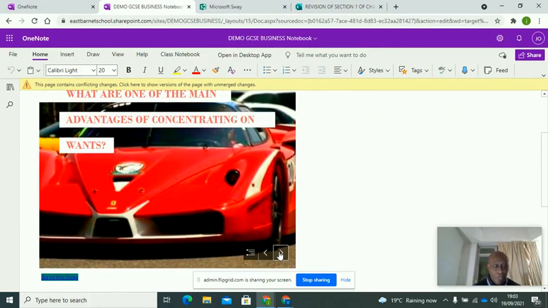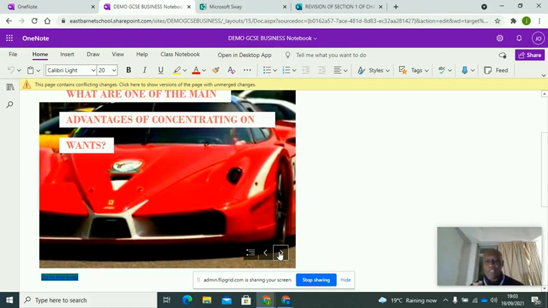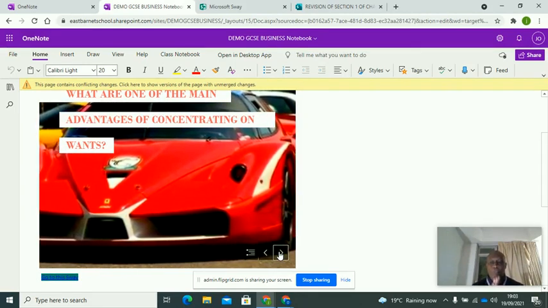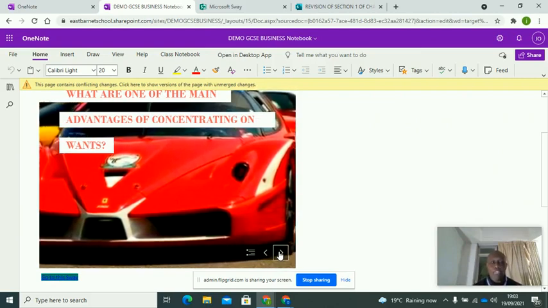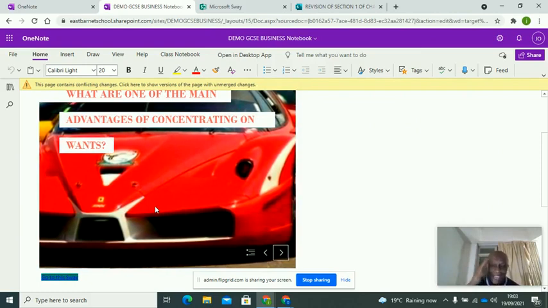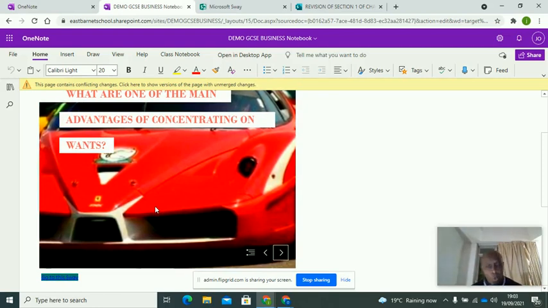business? One of the main advantages, if you concentrate on wants, especially if the economic environment is very, very good, you can earn a lot more profits as a business. You can raise your prices. Look at this Ferrari. If somebody wants this, it's in their head that they want it, and they're prepared to pay a really high price for it. So businesses can prosper a lot when they focus on wants, especially if the economy is doing really well.